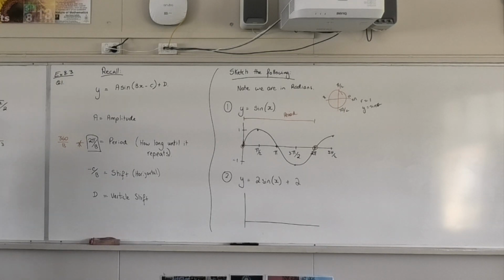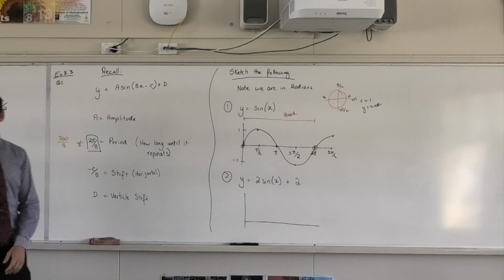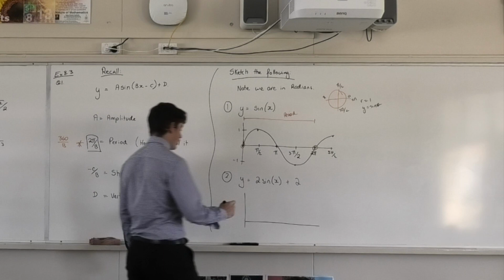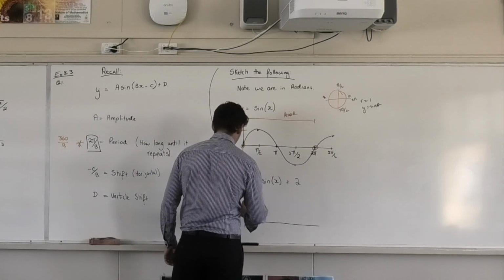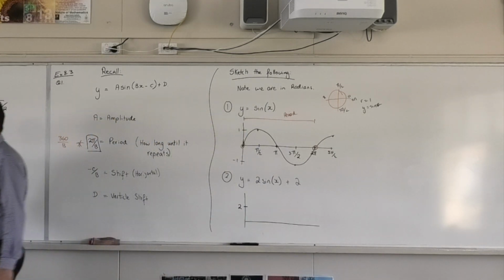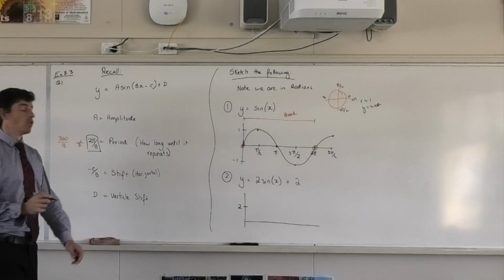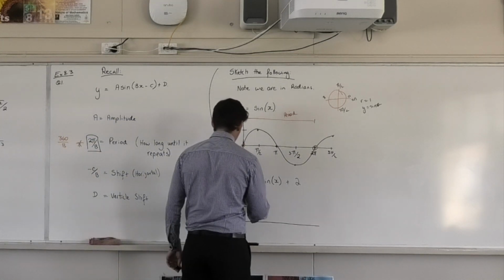For the next example, can you tell me what's different about this example? What have we changed? The A, the amplitude, and the D, which is what? What do we think is going to happen to our graph? It's going to move up to 2. So what I'm going to do before I go any further is put a point at 2. Happy with that? What's the biggest value this function is going to equal? 4. What's the smallest value this function is going to equal?